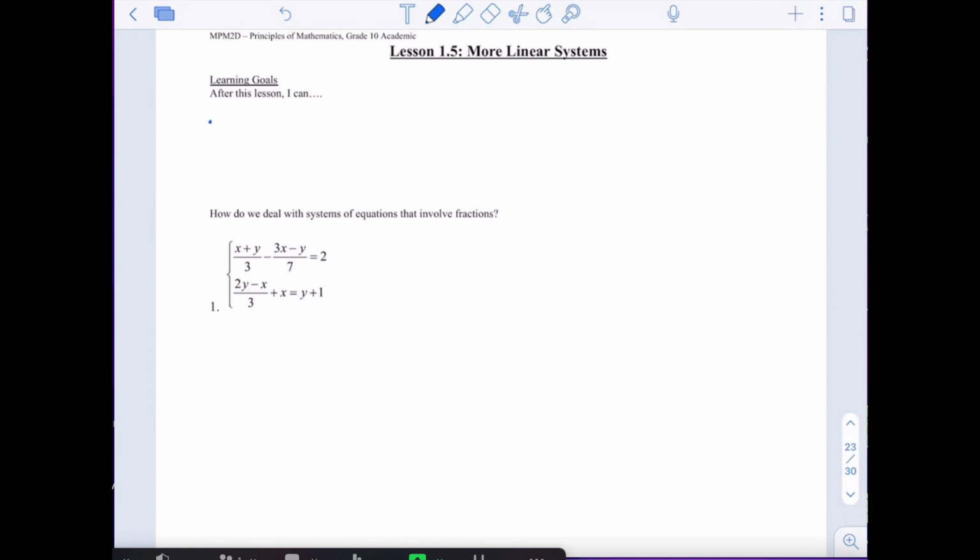At this point in the unit, you should have learned how to use elimination or substitution to solve systems. Now, again, we've talked about this before, but this word solve is very important.